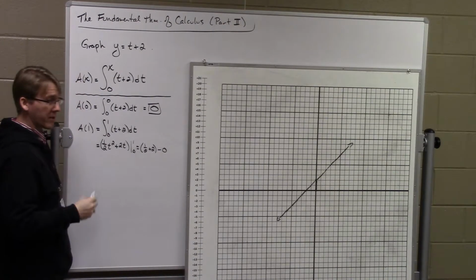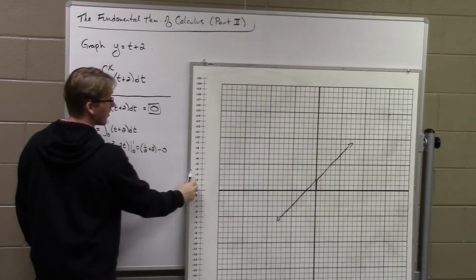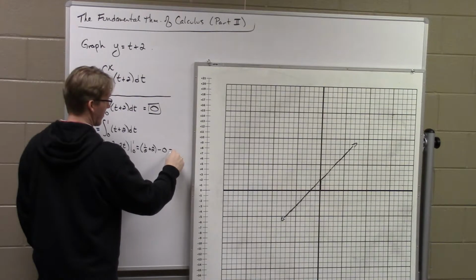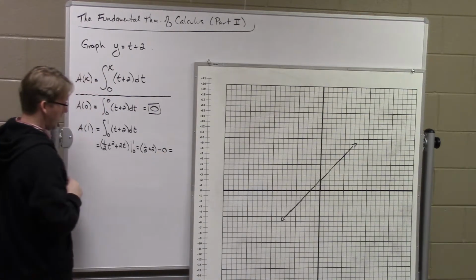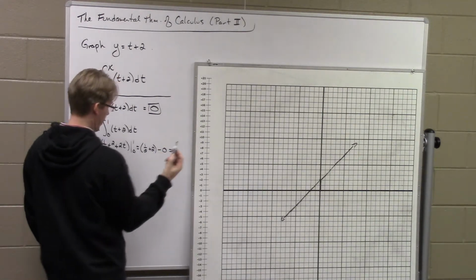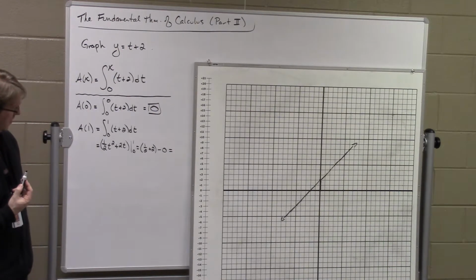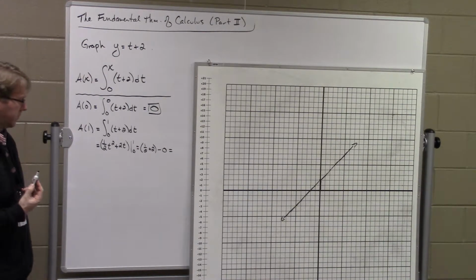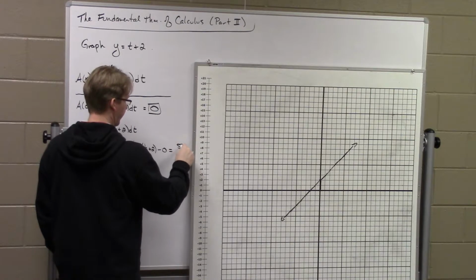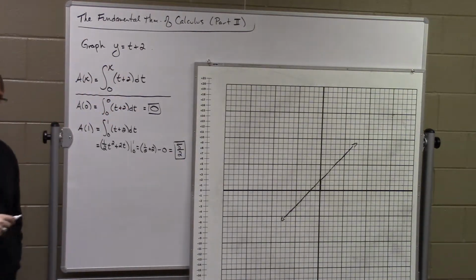You do need to check and make sure that it is indeed 0. Alright, for a grand total of 3 halves. 3 halves, 1 1/2, oh wait, no, 5 halves. Yeah, 5 halves. Alright, that is one way to do it.